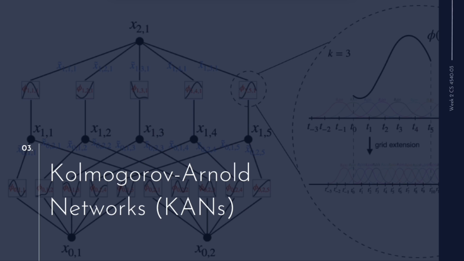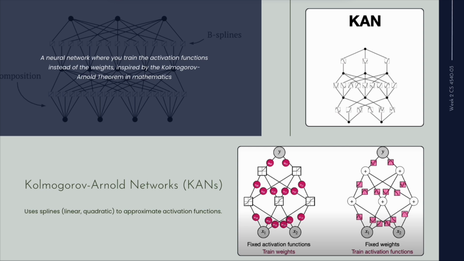Lastly, we will be talking about the Kolmogorov-Arnold networks, also known as KANs. These are neural networks where the activation functions are trained instead of the weights of the neurons. These networks are based on the Kolmogorov-Arnold theorem in mathematics, where continuous functions can be represented by mostly addition.